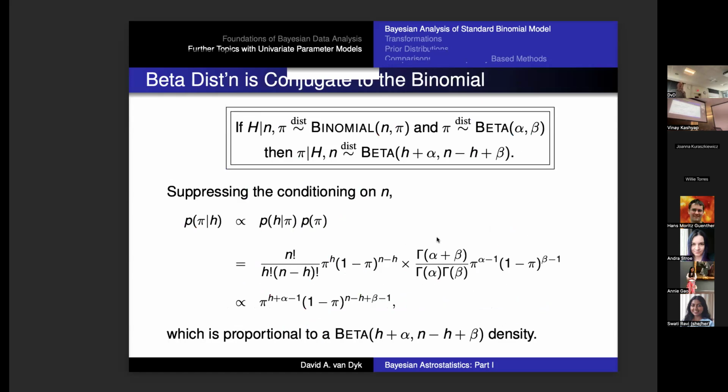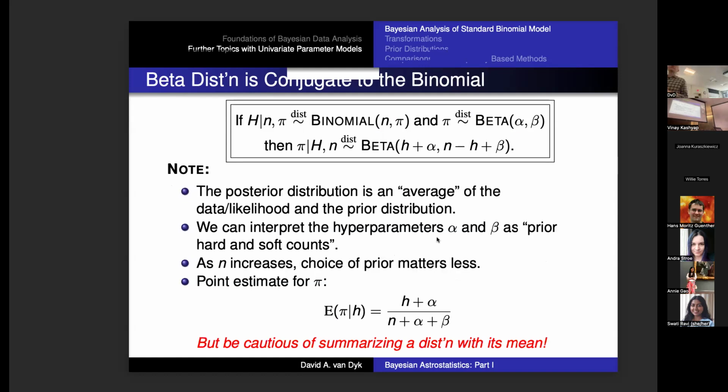And like I was kind of alluding before, I won't go through the math, but it's also conjugate. So if you have a beta prior and a binomial likelihood, the posterior is also beta. And you can also see there's this kind of summing going on. So maybe if I write down, I think on the next slide, the mean of this distribution, which probably makes it a lot more obvious. Yeah. This is the posterior distribution of the proportion of hard counts.